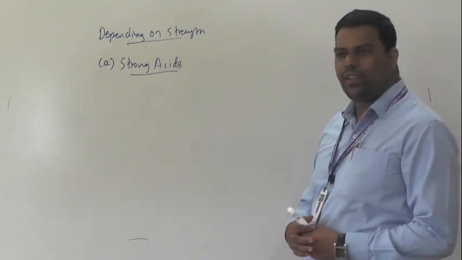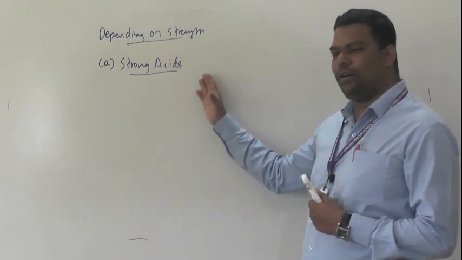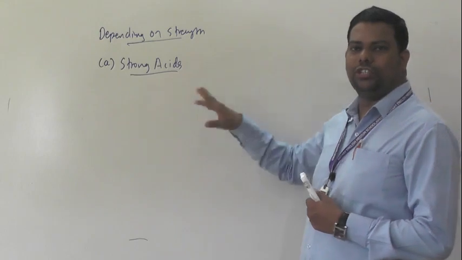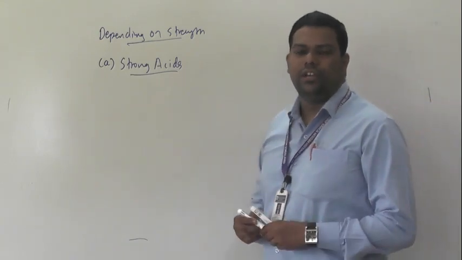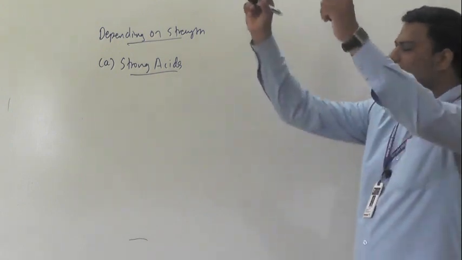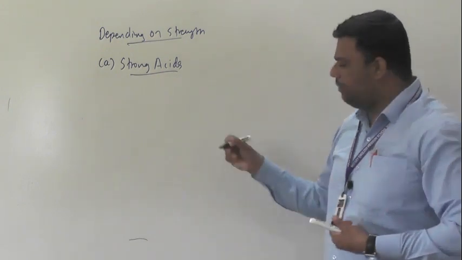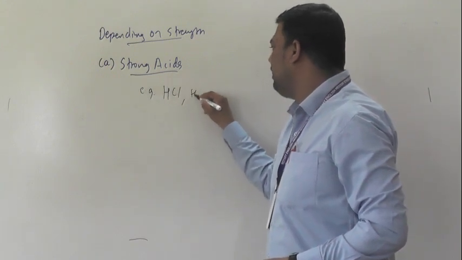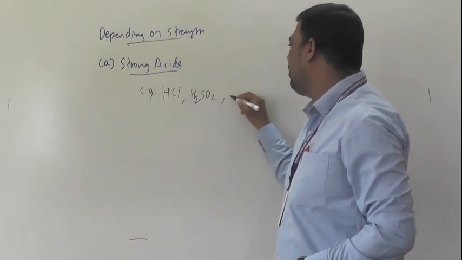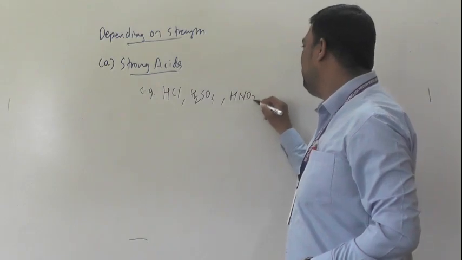What I told here: they are completely ionized and produce a large number of H3O plus ions, or we can say hydronium ions. Examples, as you know: HCl, then H2SO4, then HNO3. These are strong acids.